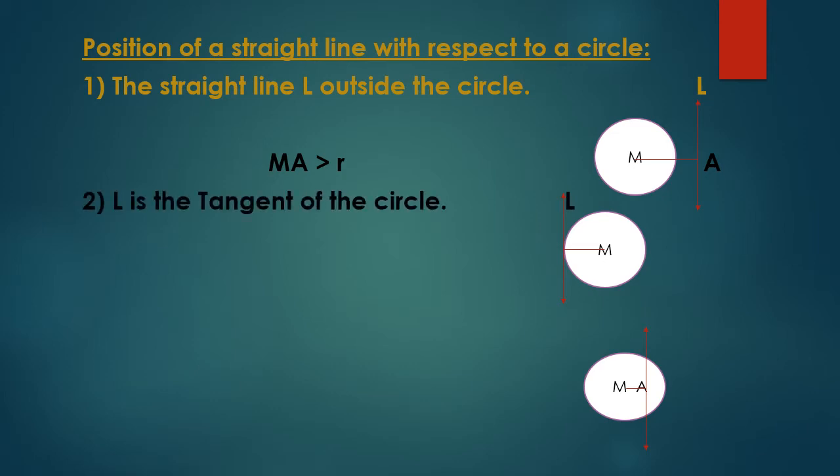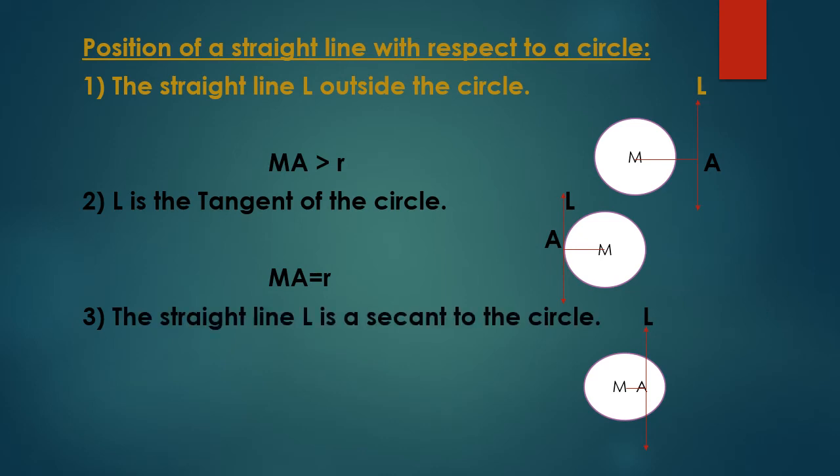Number 2, the straight line L is called tangent of the circle M if AM equals the radius of the circle. Case number 3, the straight line L is called secant if AM is smaller than the radius of the circle. Then we have 3 positions of a straight line with respect to a circle: outside, tangent, and secant.